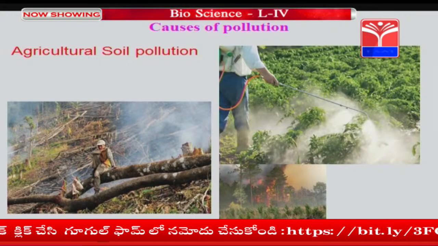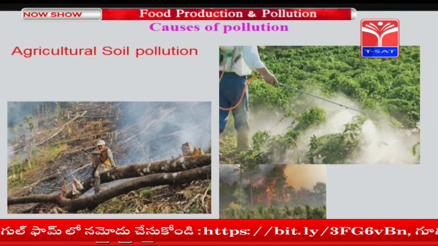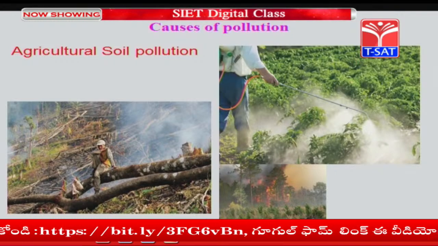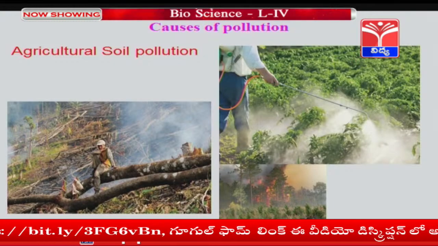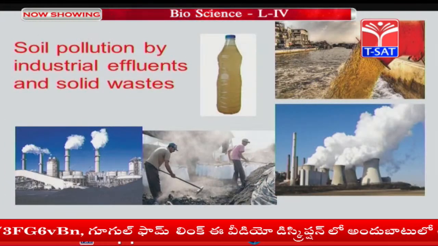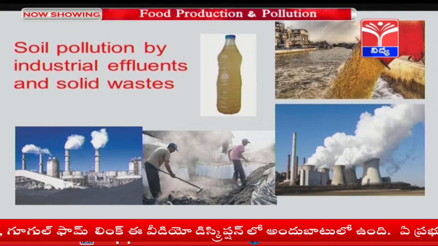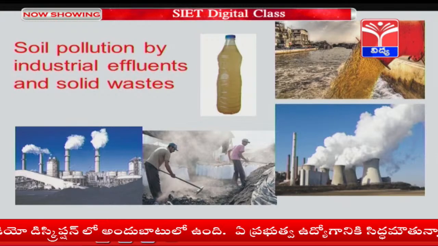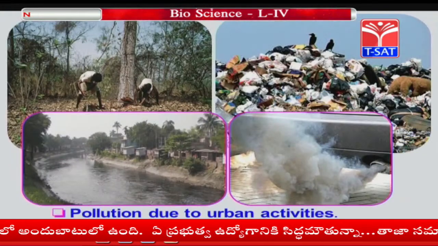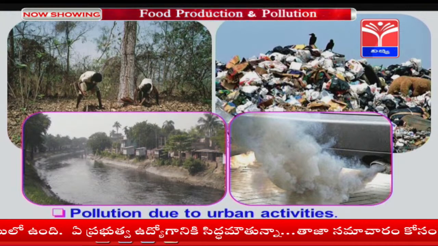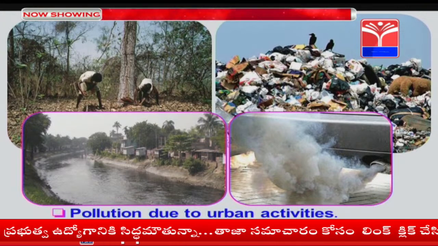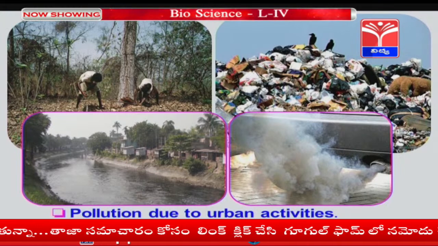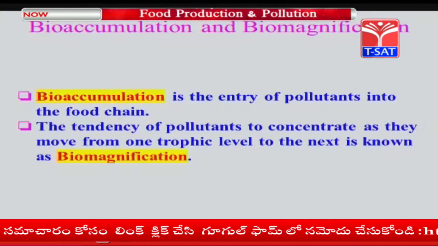Causes of pollution. Here, agricultural soil pollution. Indiscriminate application of fertilizers, pesticides, insecticides and herbicides leads to agricultural soil pollution. Soil pollution by industrial effluents and solid wastes. Disposal of large amounts of solid waste, deforestation and soil erosion lead to soil pollution. Pollution due to urban activities. Pollution of the surface, accumulation of garbage in the sewers, and pollution of the underground soil lead to pollution.